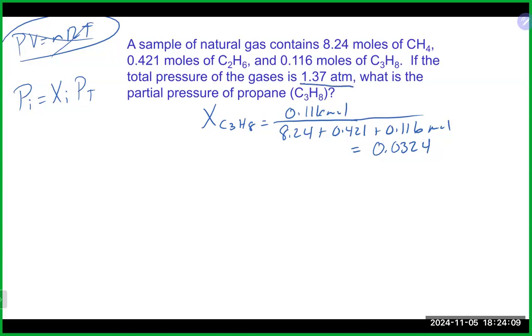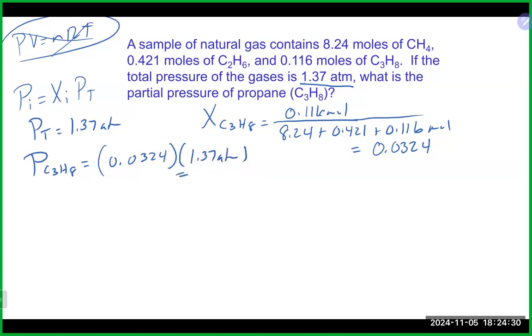They gave us our total pressure here, so our P total is 1.37 atmospheres. So basically, we're just going to pop it in here. The partial pressure of C3H8 equals our mole fraction, which is telling us it's about 3% of this amount of gas at 1.37 atmospheres. So that will get us 0.0324 times 1.37, giving a partial pressure for our propane of 0.0443 atmospheres. By the way, I think the total is 8.777, if we add that all together on the bottom.